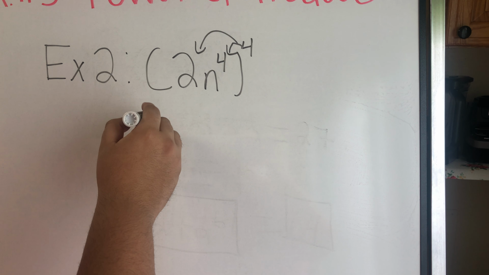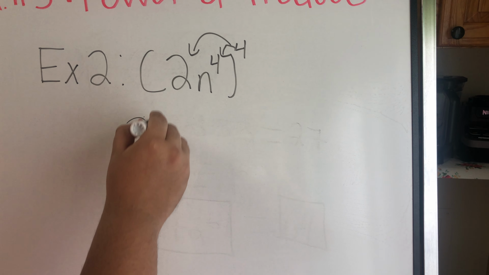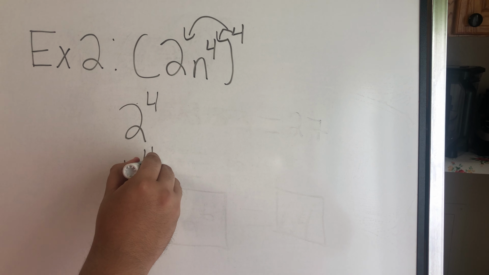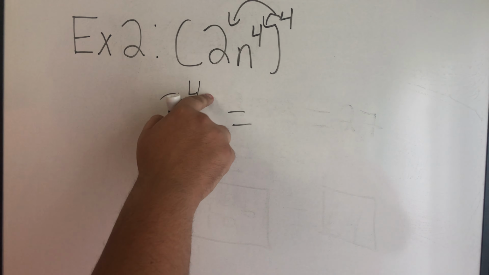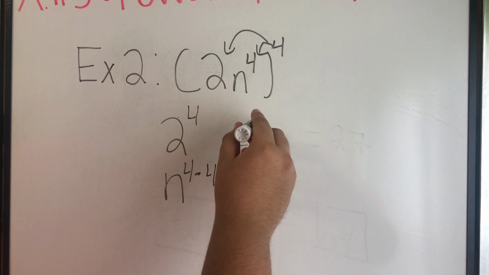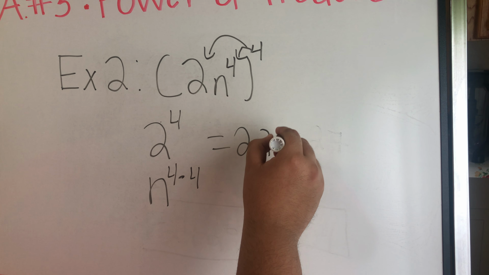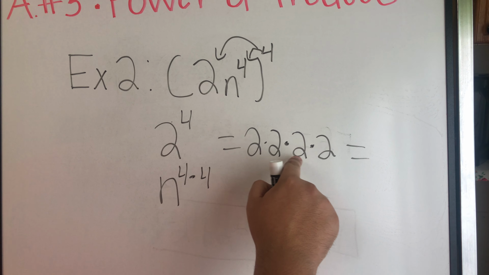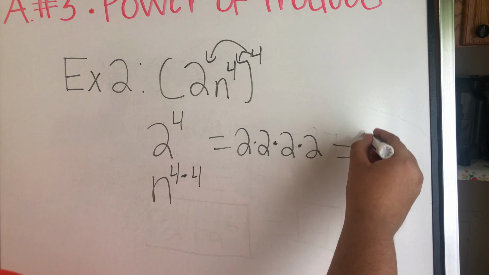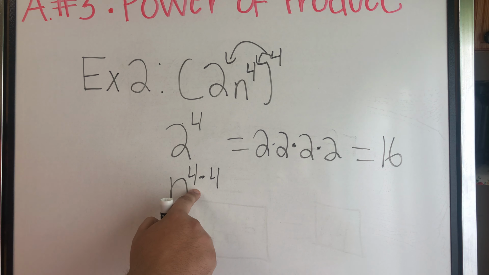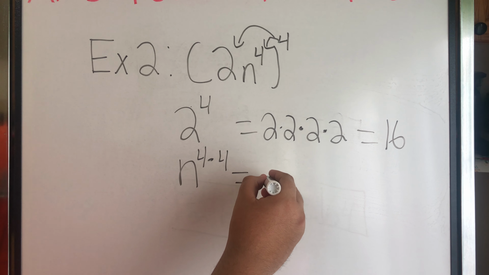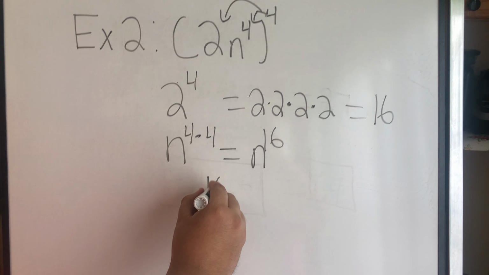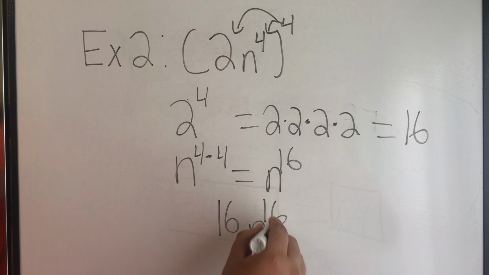So this is going to transform into 2 to the power of 4, and then n to the power of 4 times 4. So let's begin. 2 to the power of 4, that means there's a total of 4 2's multiplied. So 2 times 2 times 2 times 2. 2 times 2, that's 4. 4 times 2 is 8. 8 times 2 is 16. And then on the bottom, 4 times 4 is, once again, 16. So n to the power of 16. Then we combine both our answers, 16 and 16.